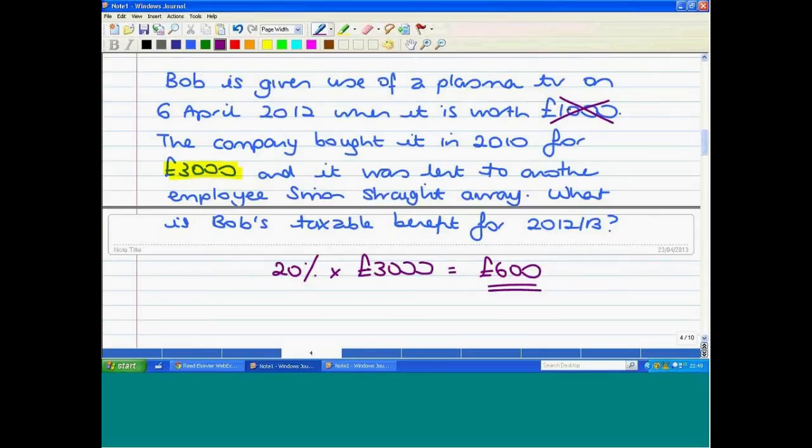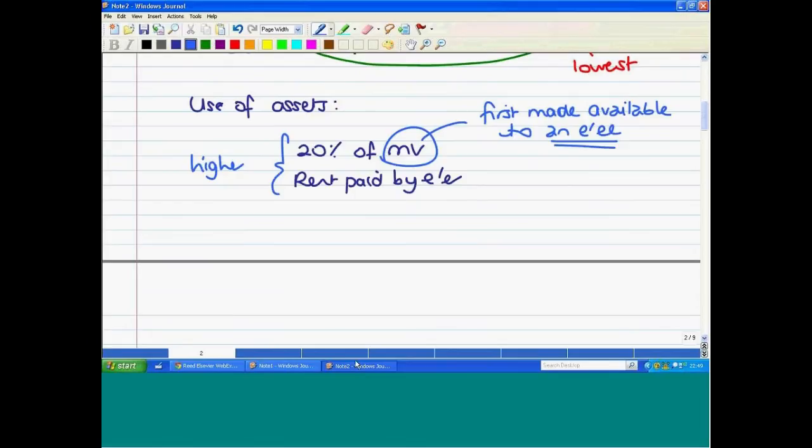Okay, so hopefully everyone can see that bit of history kicking in. You've always got to say to yourself, is it a red herring or are they telling me that for a reason? So that's our use of asset rule.